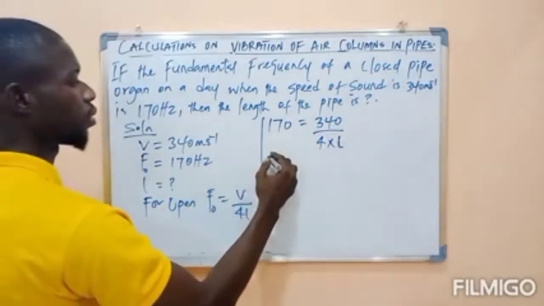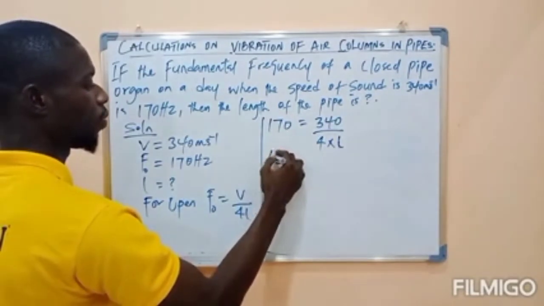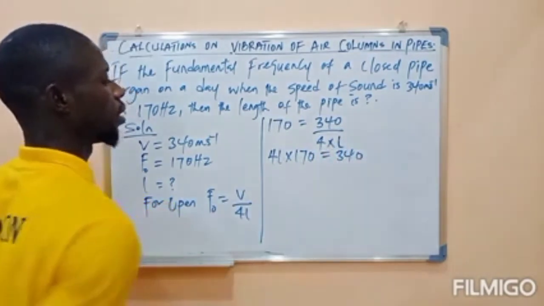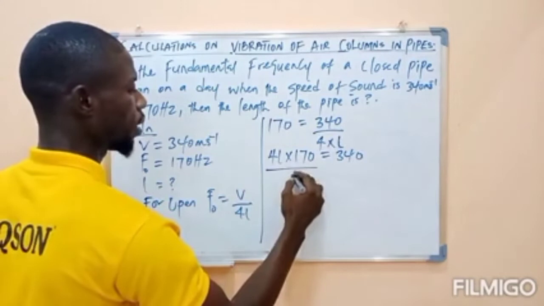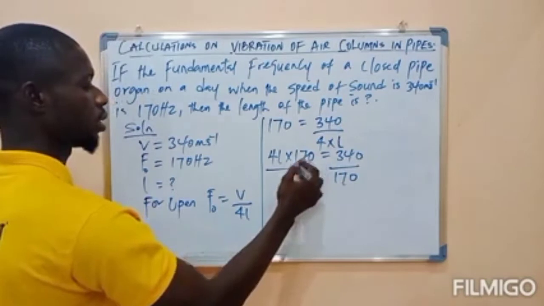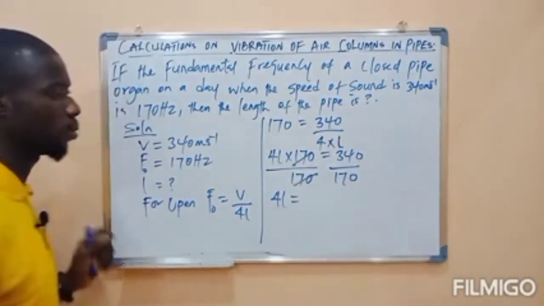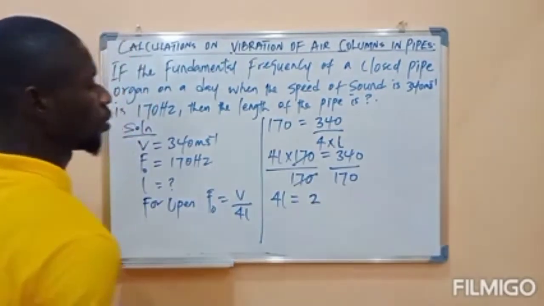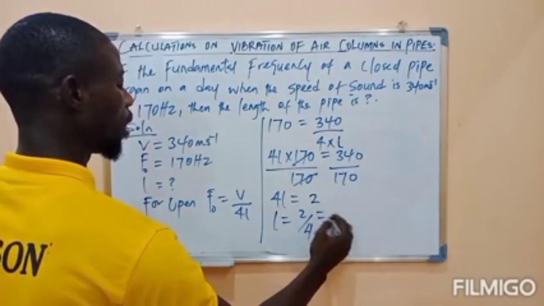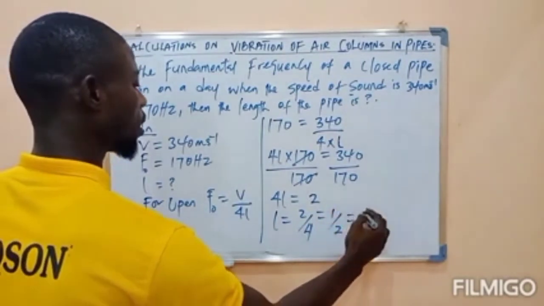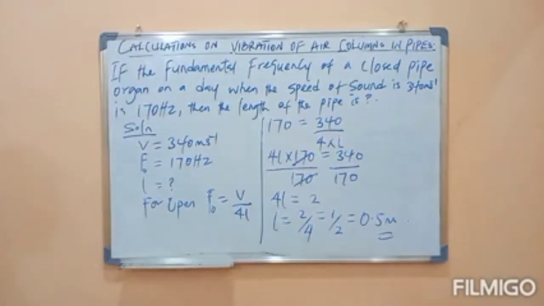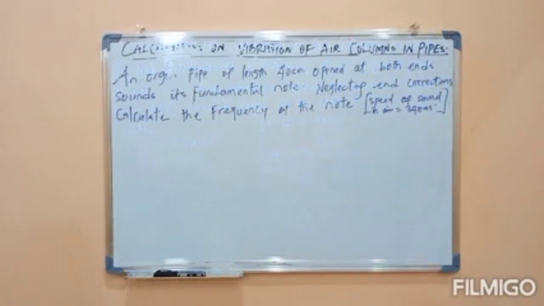Which implies I'm going to have 4L multiplied by 170 is equal to 340. Then divide both sides by 170. So I have 4L is equal to 2. So L is equal to 2 over 4. That will give us 1 over 2, which is the same as 0.5 meter as the length of the pipe. I hope this is clear. Good.